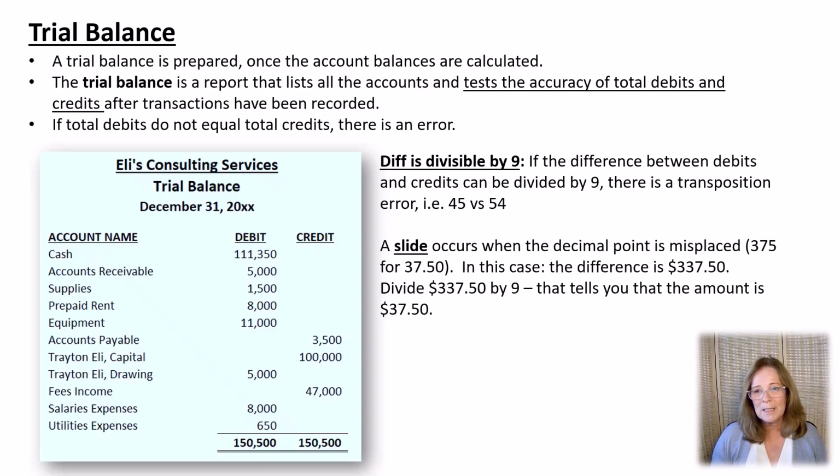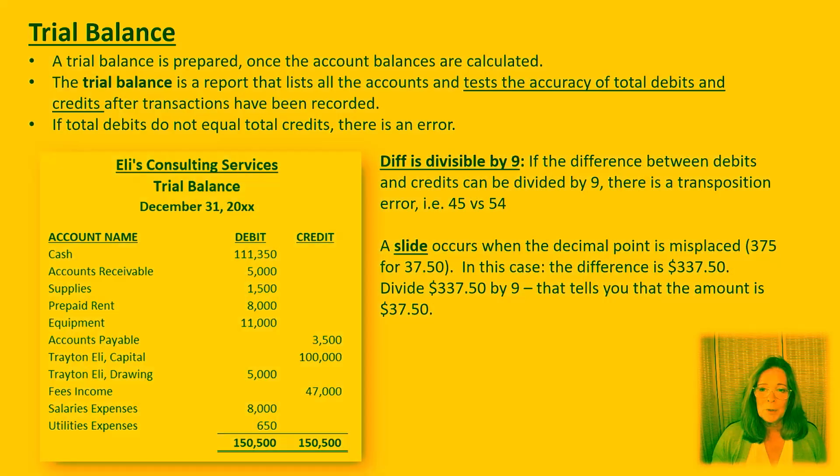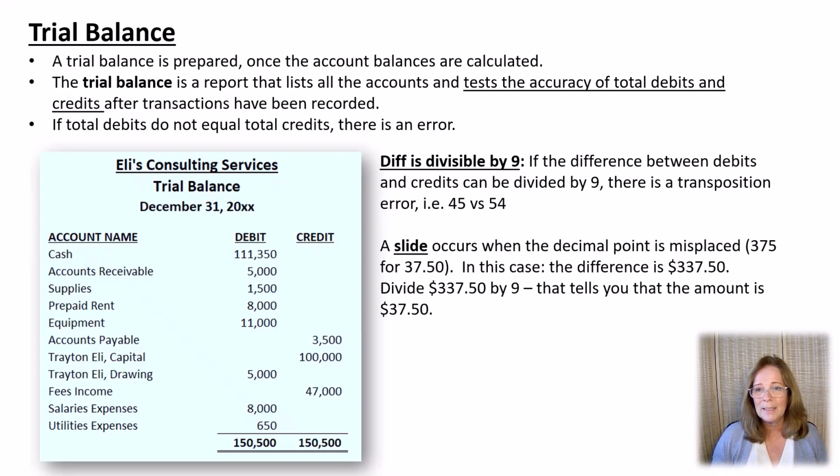If the difference between debits and credits can be divided by 9, there is a transposition error. Like, for instance, you wrote 45 instead of 54, or you entered 3,500 instead of 5,300. The difference between 5,300 and 3,500 is 1,800, which is divisible by 9, and that would therefore be a transposition error. A slide is an error that occurs when the decimal point is misplaced. So you've entered one side as $375, and the other one is $37.50. Those are the typical errors that you might find.